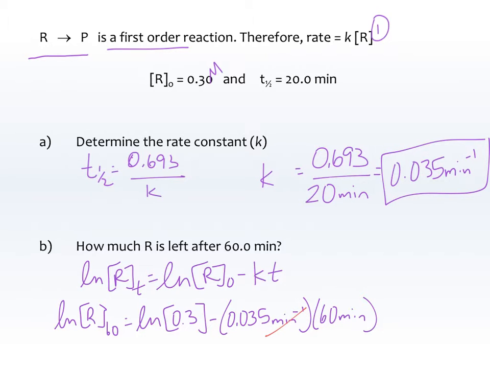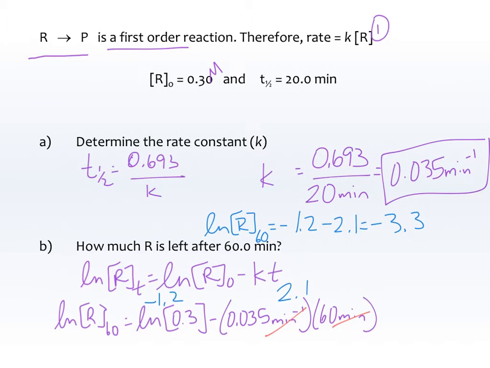Hopefully you're seeing that the minutes negative 1 and the minutes are going to cancel out. And so 0.035 times 60 is 2.1, and the natural log of 0.3 is negative 1.2. So I end up with ln of R at 60 minutes is equal to negative 1.2 minus 2.1, which is negative 3.3. The ln of R is equal to negative 3.3.